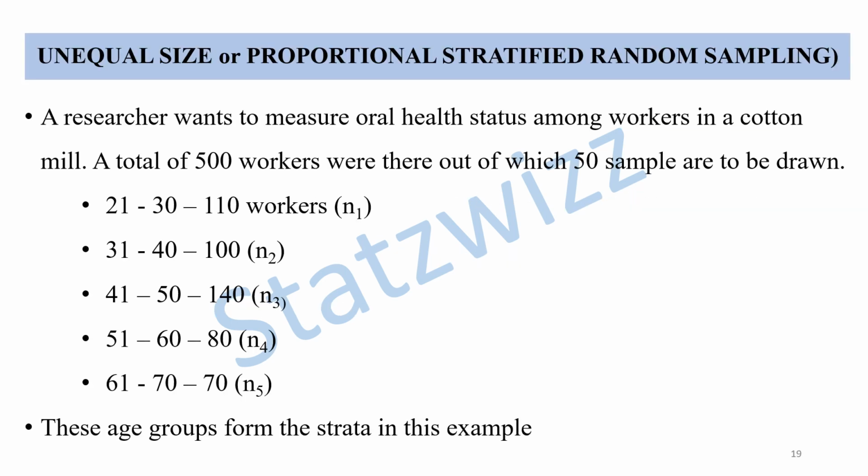There are basically two methods of stratified random sampling: the unequal size, also known as proportional stratified random sampling, and the equal size. First we will see the example of the unequal size. A researcher wants to measure the overall health status among workers in a cotton mill. He has a total of 500 workers who can be divided by age, such as 21 to 30 years or 31 to 40 years. I have the age data of each worker collected from the industry's office, so I group them into different strata or subgroups based on their age group.